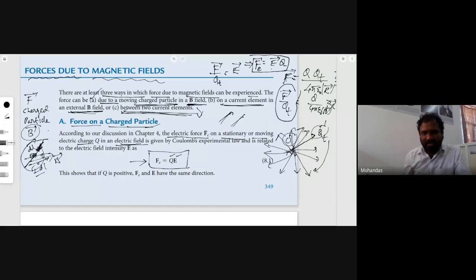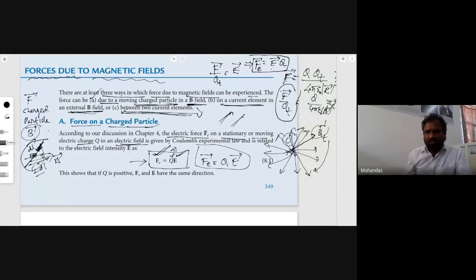So, electric force Fe on a stationary or moving charge Q in an electric field. What is the meaning of this? If you place a stationary charge or a moving charge in an electric field, by using Coulomb's law, it experiences a force. That force is known as the electric force. That electric force is equal to Q into E, where F is a vector and E is also a vector. This is from Coulomb's law.